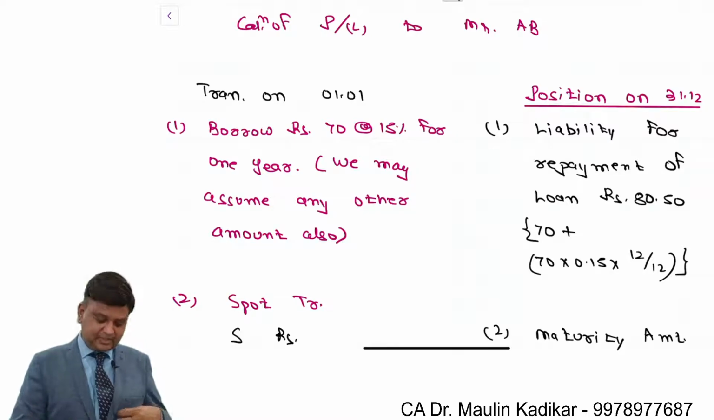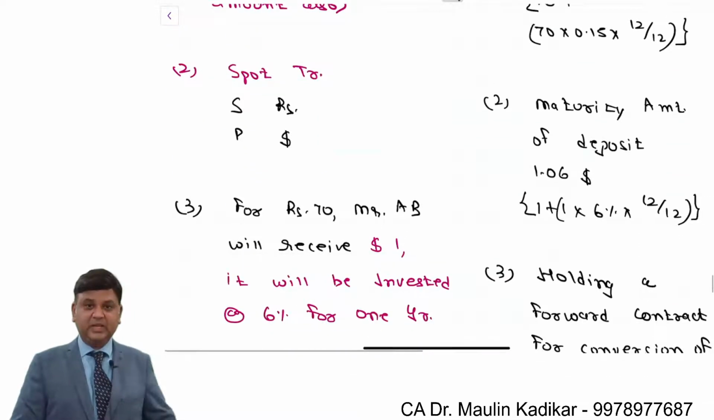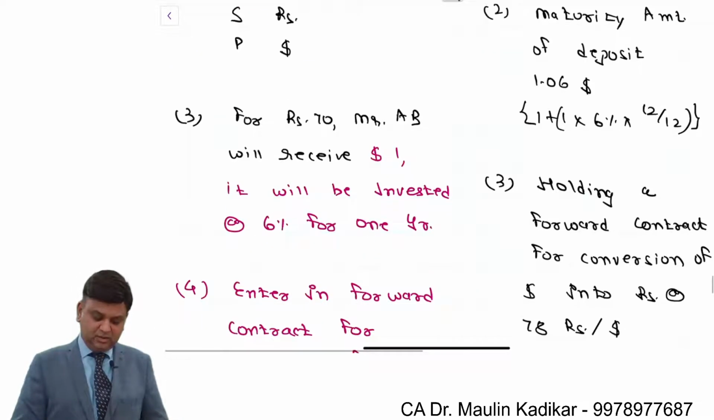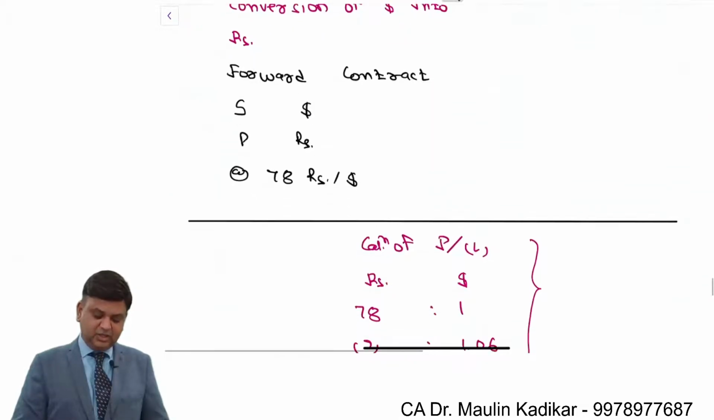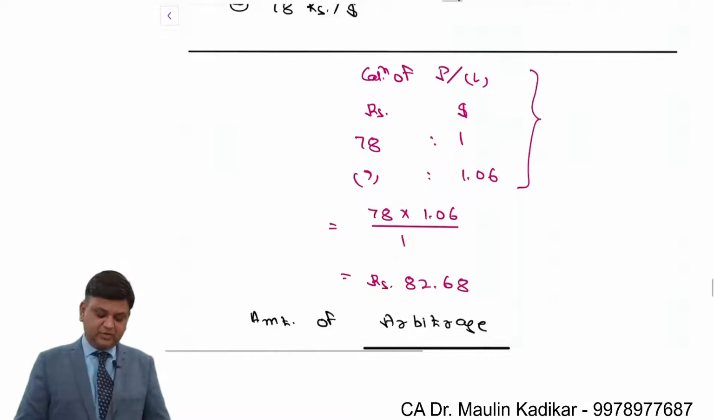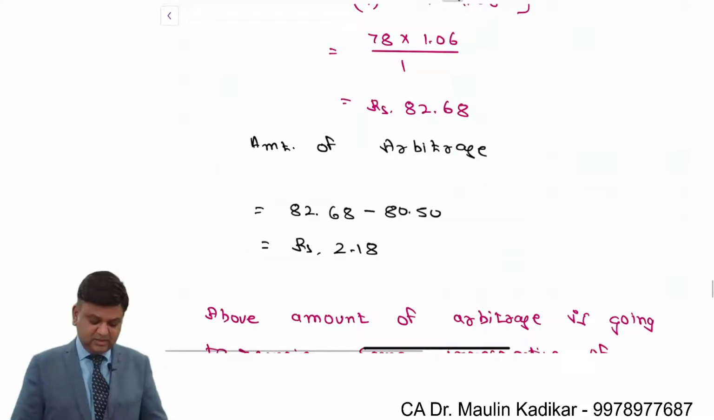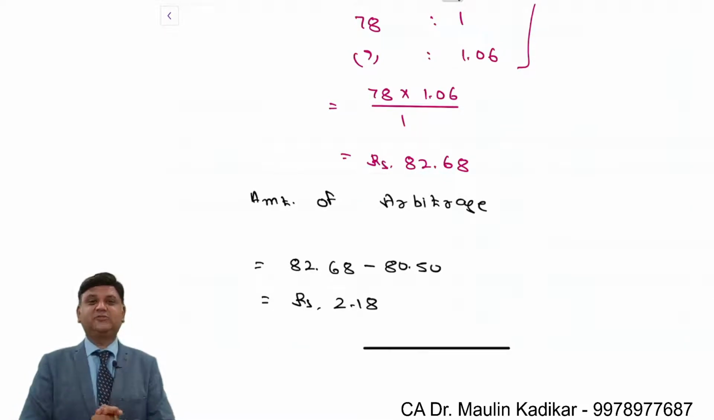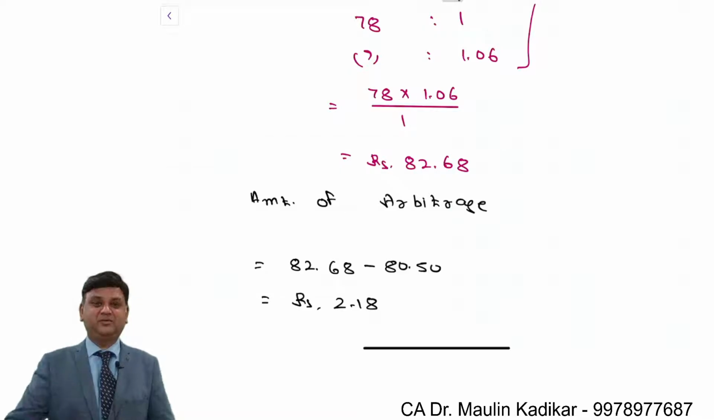So friends, in step number 3, this entire answer is required to be shown. What will you do today? What will be your position at the end of the year? Then you will make the conversion of the dollar into rupees. For $1.06 you will get 82.68 rupees, and with that there is an arbitrage of 2.18. This entire answer is required to be written by you.